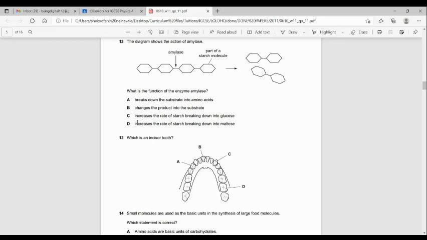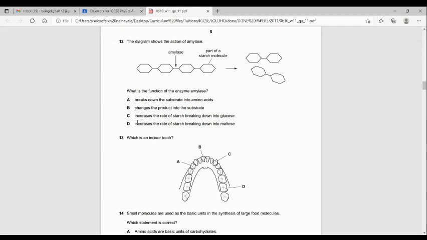Increases the rate of starch breaking down into glucose? No. Increases the rate of starch breaking down into maltose? Yes, as I told you, amylase breaks down starch into maltose, and then maltose is broken down by maltase into two glucose molecules. So the answer is D.